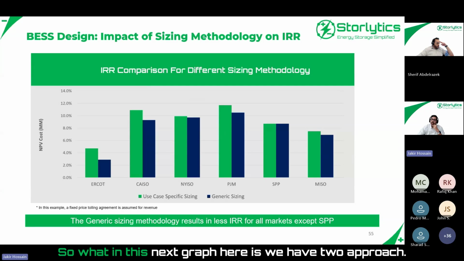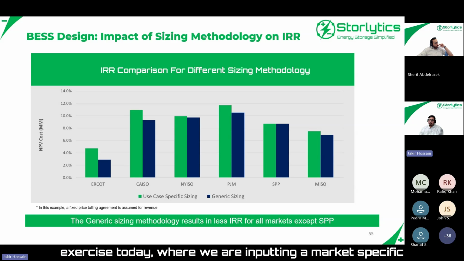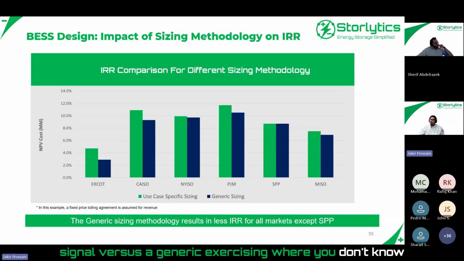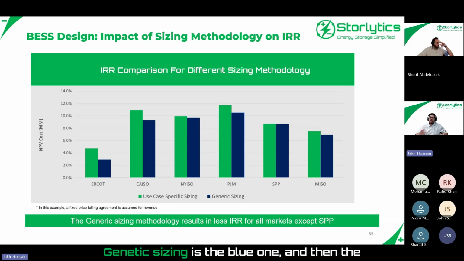So in this next graph here, we have 2 approaches. One is use case specific sizing, like what we just saw in our exercise today, where we are inputting a market specific signal, versus a generic sizing where you're not actually inputting a market specific signal, rather just saying, I'm going to do a 1 cycle per day battery. Generic sizing is the blue one, and the use case specific sizing is the green one.